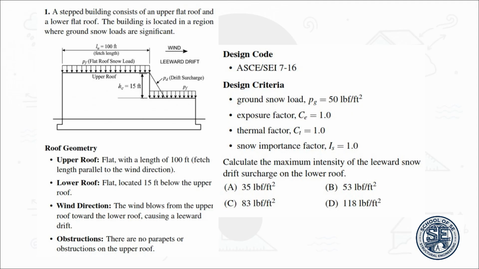Now, our goal here, and you should absolutely underline this word in your mind, is to calculate the maximum intensity of the leeward snowdrift surcharge on the lower roof. Your options are 35, 53, 83, or 118 pounds per square foot.